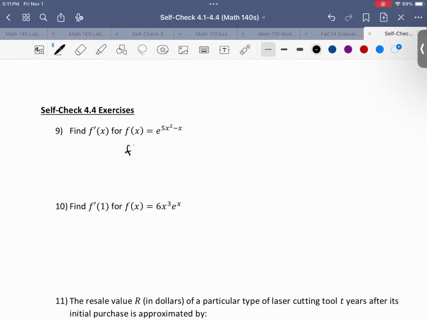And so the derivative of anything exponential is going to be itself, the same exact copy, times the derivative of whatever is inside of that exponent. So this would be times the derivative of 5x squared minus x. So this would be times 10x minus 1. And so if we rewrite this, it would be 10x minus 1 times e to the 5x squared minus x. And that's our derivative.